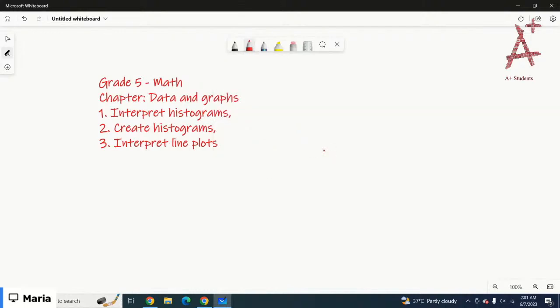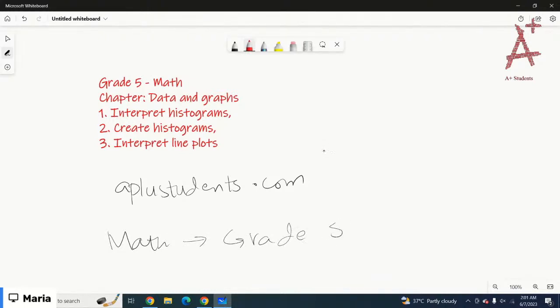You can find all the lessons on aplusstudents.com. You have to log in there using your email address and password provided by the administrator. Then you have to select math from the subject tab, scroll down to grade 5, and click on view all lessons. There you can find a list of the chapters. We're going to start with the chapter Data and Graphs, and the lessons we're going to cover today are interpret histograms, create histogram, interpret line plots. So let's start with the lesson.